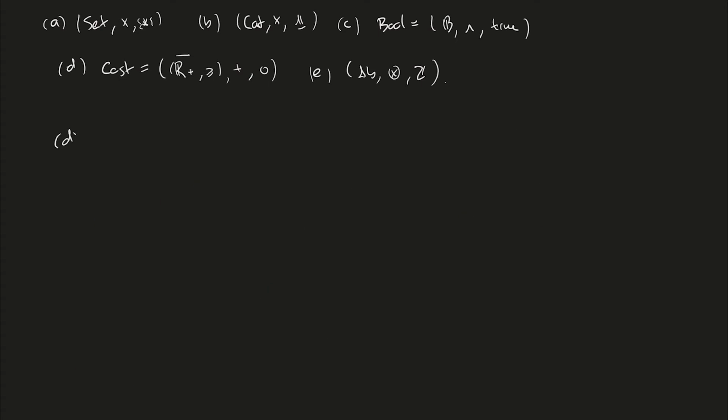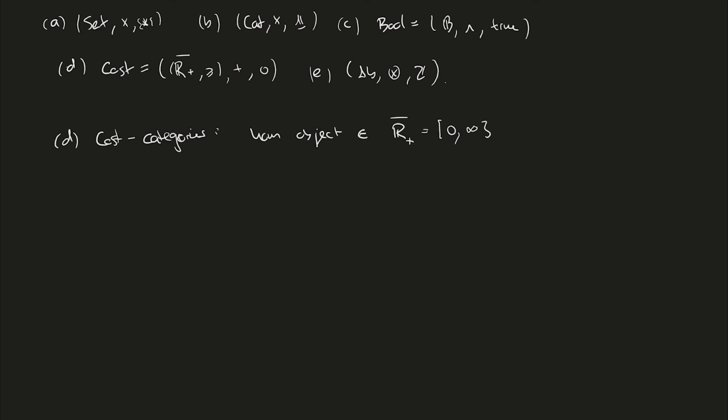Let's turn to the example of cost categories. What are the data that we need for a cost category? Well, we need for any pair of objects a Hom object. And what is this? Well, it's just an element of the extended non-negative real numbers. So it's some number between 0 and including infinity.